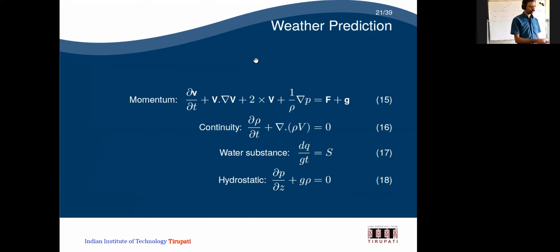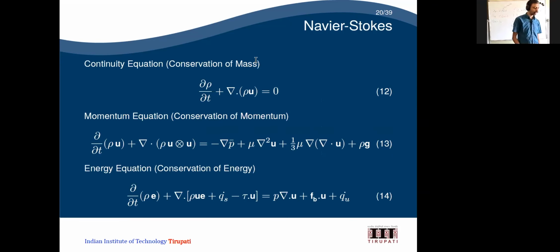Weather prediction uses the same kind of thing. Momentum equation is there, continuity equation is there. Mostly the second equation alone is called the Navier-Stokes equation. Some authors say all three equations together are Navier-Stokes, but mostly the momentum equation alone is called the Navier-Stokes equation.